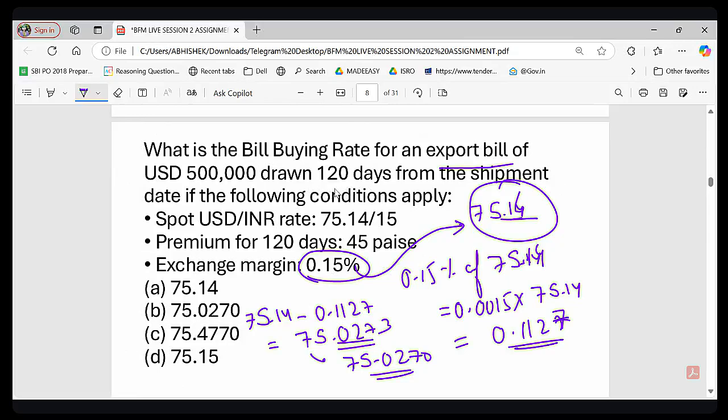Almost done. The last step is to account for the premium for 120 days. You can see written here. So what is the premium for 120 days? The premium for 120 days is 45 paisa, right? Should we add or subtract the premium for a bill buying transaction? Please type in the chat box.